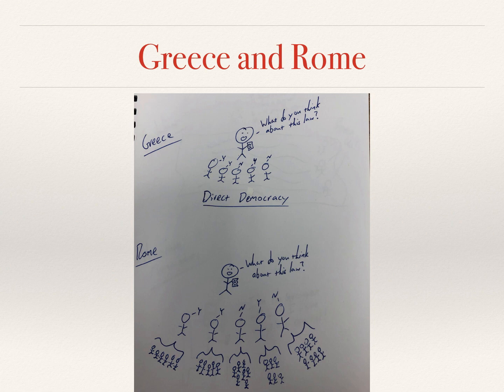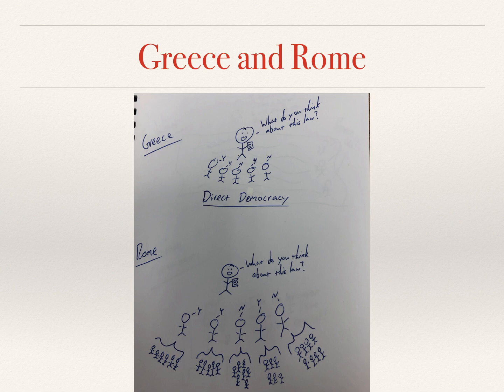Rome was a little bit too big for direct democracy, but they also had democracy. They developed what was called representative democracy. And so you can see the difference between the two here, where instead of direct, where every eligible male got a say, down on the bottom, Rome was too big for that. So different parts of Rome, the eligible males would elect a representative. And that representative would speak for them. And that representative would serve, say, in the Roman Senate and would get to have a say on behalf of all the people he represented.